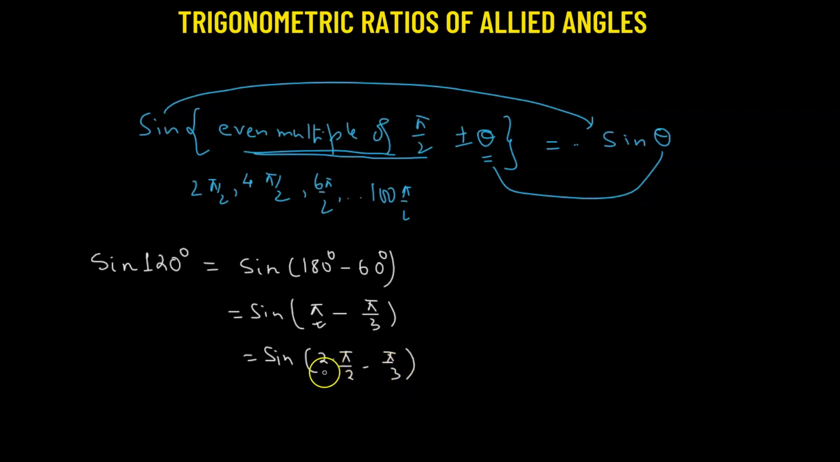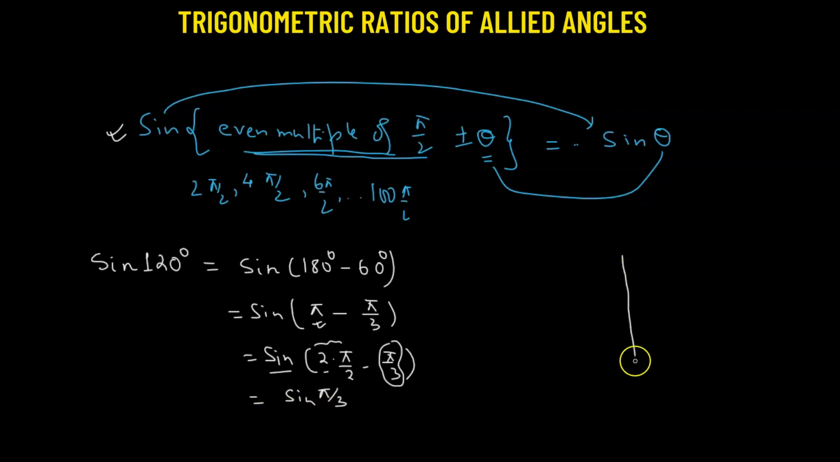Now what do we have here? We have an even multiple of pi over 2. So according to this idea, whenever we have an even multiple of pi over 2, the sine function remains as sine. So we have sine, but this time we're going to consider only this particular angle. We don't have to consider 2 times pi over 2. So we have sine pi over 3. Now coming to the sign of this particular angle, is it a positive sine pi over 3 or is it negative sine pi over 3?